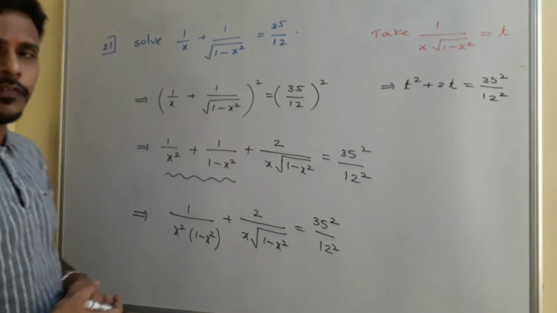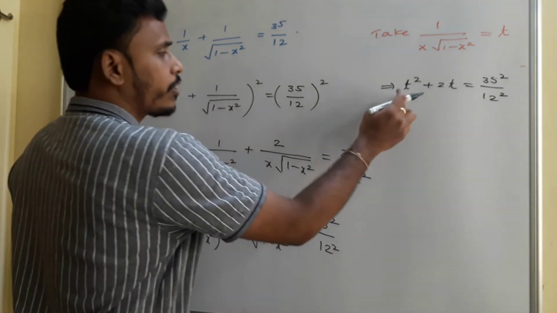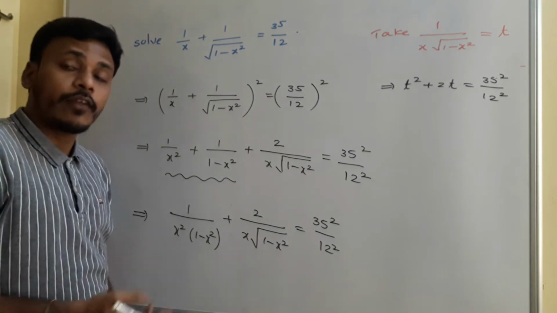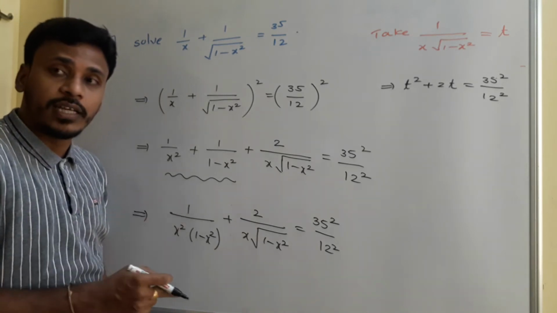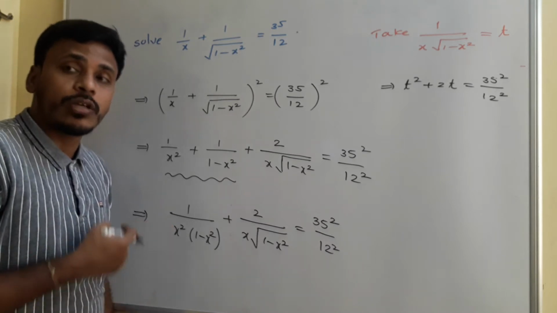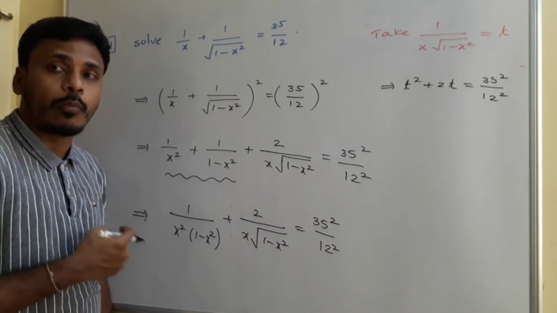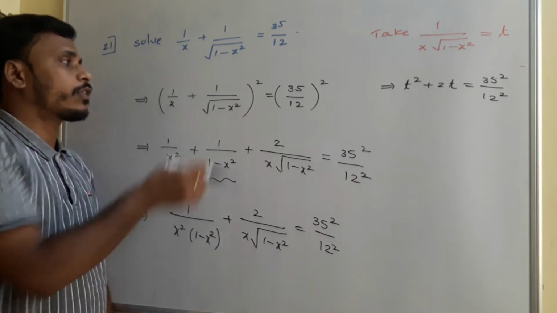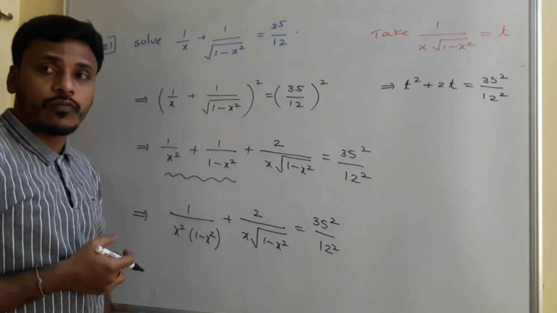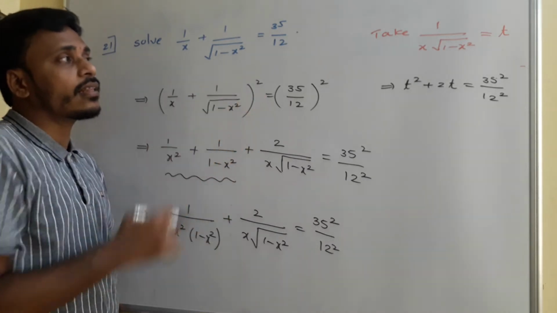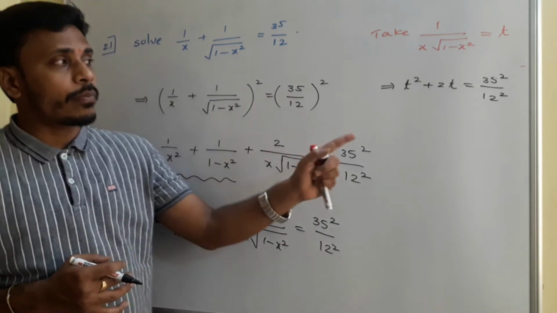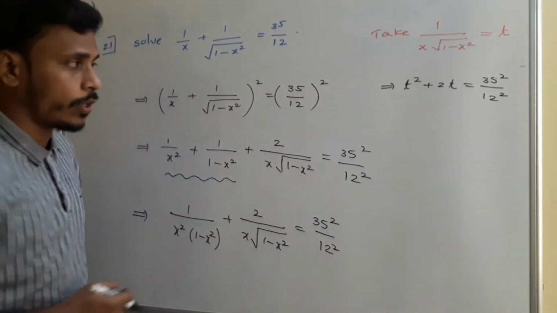Further we need to simplify if you wish. So this is t square plus 2t. To get the value of t first, and from there, after having t, I need to get the value of x. So step by step, we need to convert the problem into quadratic form. First of all, this is the given one. When you look at this, it is not of the quadratic form, but I converted it by taking 1 by x root of 1 minus x square as t. Then t square plus 2t is 35 square by 12 square.